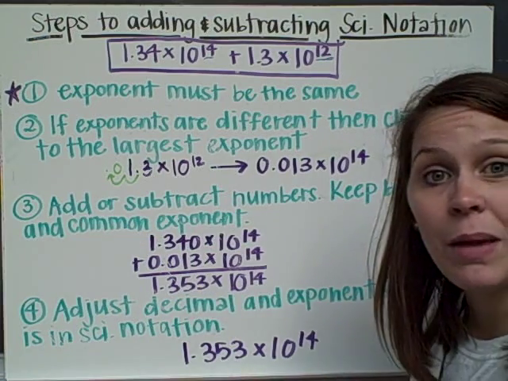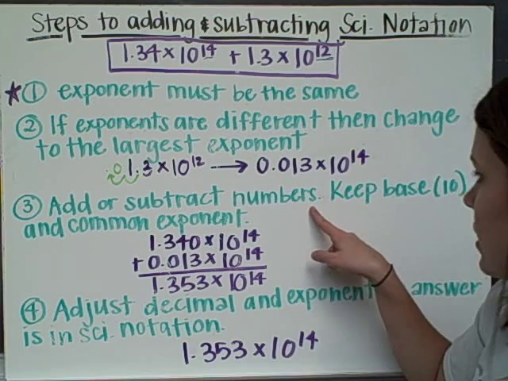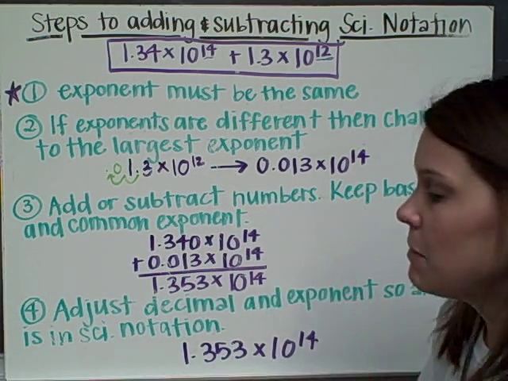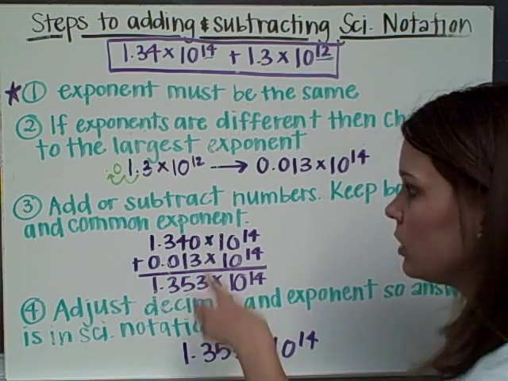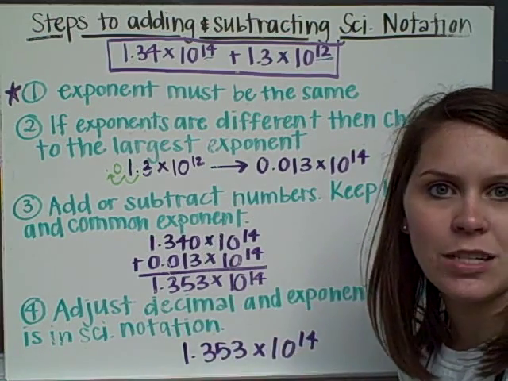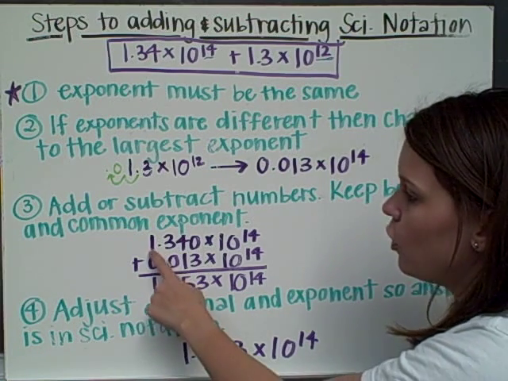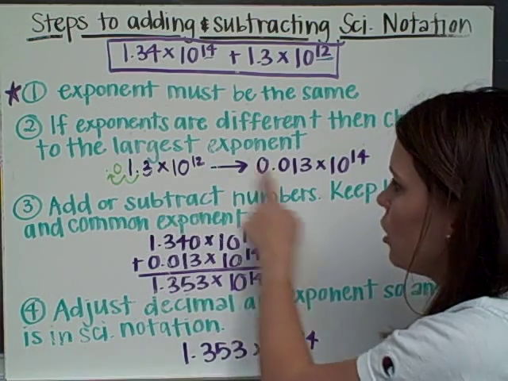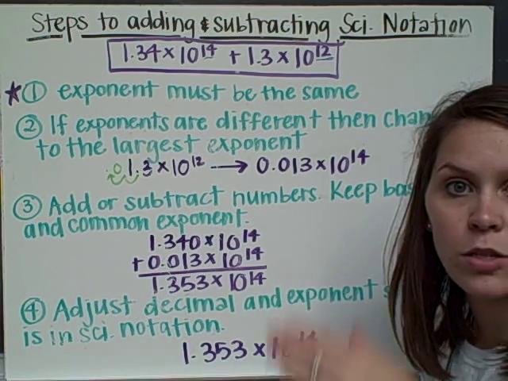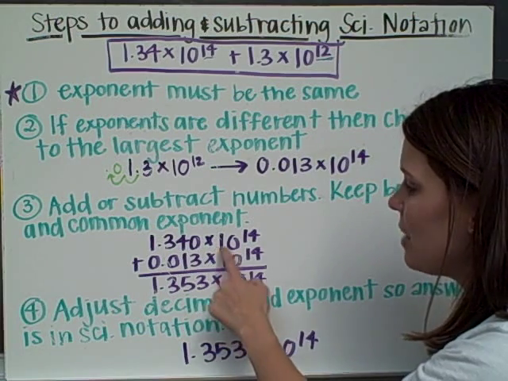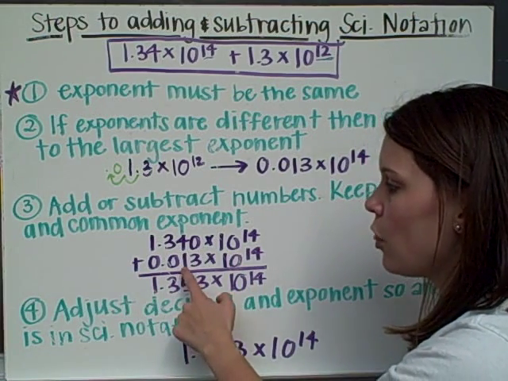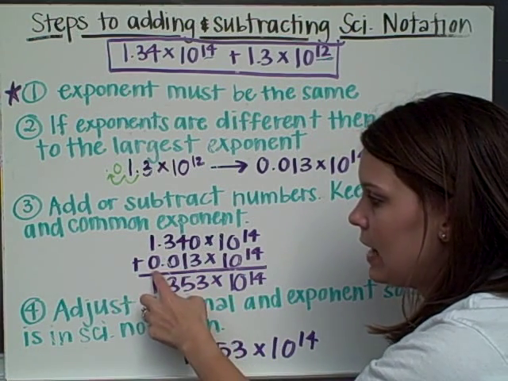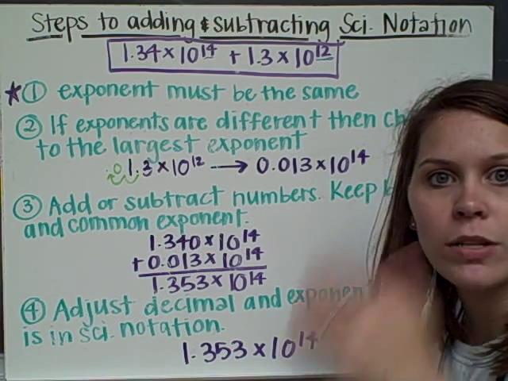Once you have the same exponents, step 3 says add or subtract the numbers and keep the base 10 and the common exponent. To make it easier, I always add vertically so that I can make sure all my decimals are lined up correctly. So we have 1.3400, and I add in a 0 here because our other number had 3 decimal places, so that I could keep it lined up, times 10 to the 14th, plus 13 thousandths times 10 to the 14th. And I went ahead and added a 0 as a placeholder to help line things up.